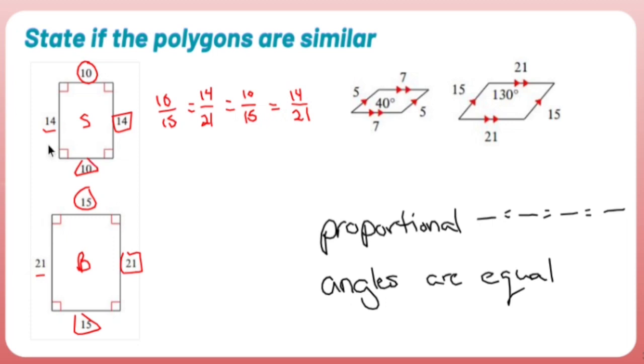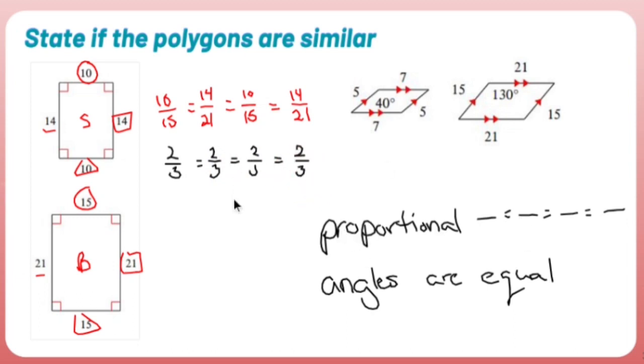But now I simplify fractions. 10 over 15 is 2 over 3. 14 over 21 is 2 over 3. 10 over 15 again is 2 over 3. 14 over 21 is 2 over 3. So the proportional part checks out.